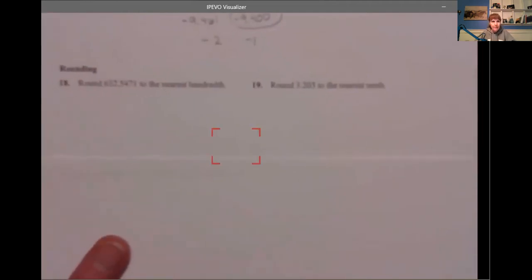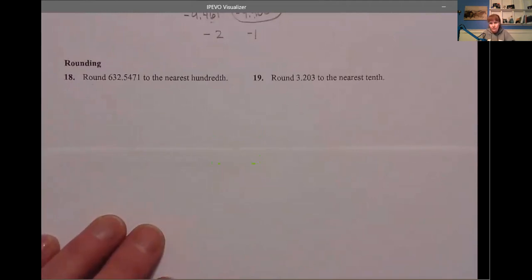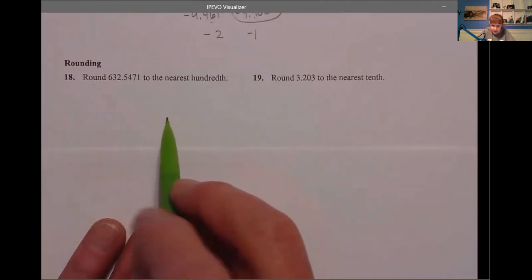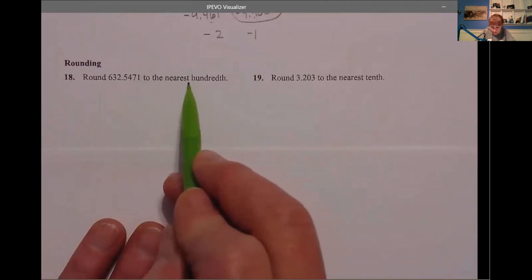Okay, now we're going to look at some rounding. In order to round, you need to understand your place values. This is just like what we have done earlier in chapters 1 and 2, where we had to estimate and things like that. So we want to round to the nearest hundredth.